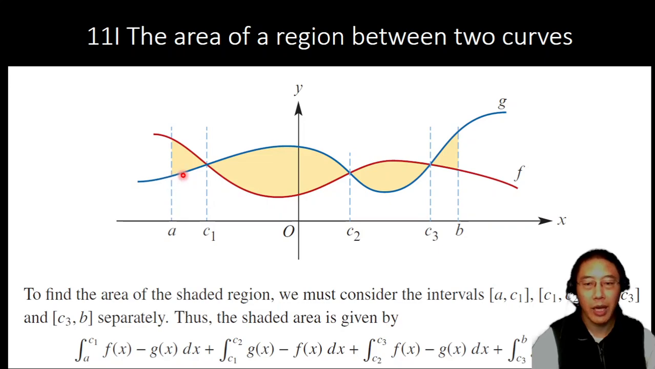The first one will be A to C1, with the red curve being F. F will be above G, so you will do F minus G. In the next section from C1 to C2, now G is above F, so you will do the difference of G and F. So when you anti-differentiate this section, again it will be an area, and then you will continue with the other two sections. So let's go with an example.